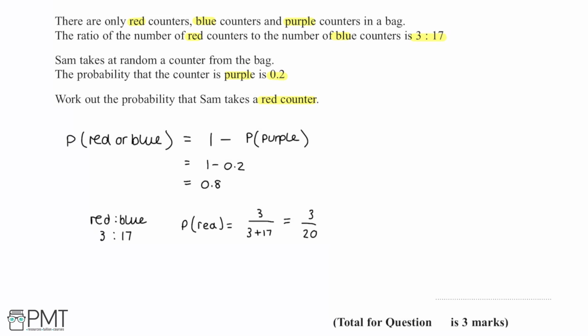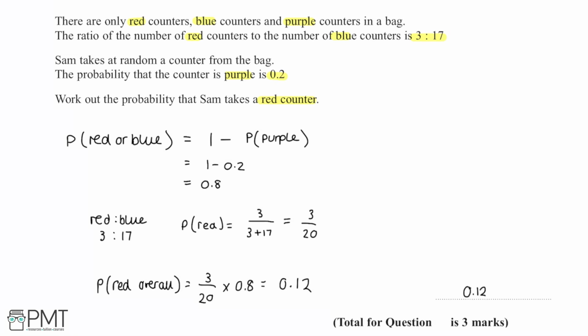ratio. Now the probability of it being red overall, so this is including the purple counters again, we're going to take the 3 over 20 and multiply it by the 0.8 probability of it being either red or blue. And that comes out with an answer of 0.12 for the probability of Sam picking a red counter. Now if we think back to the numbers in the question, this does sound about right. It feels like it's within the right sort of range and definitely has potential to be the correct probability here.